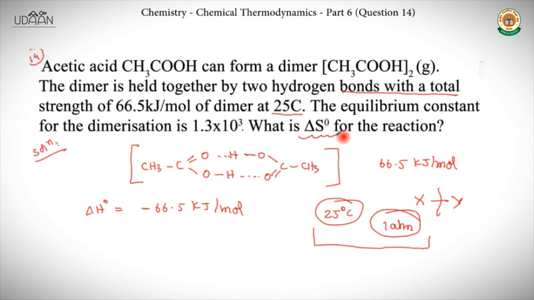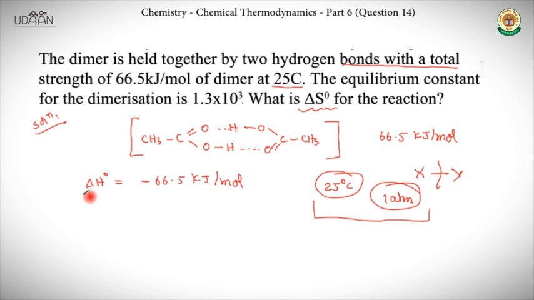delta S. So even if they do not mention standard conditions, if the question is asking for delta S naught or delta G naught, it means we need to calculate at standard conditions. If they asked us to find delta S naught, then it is calculating entropy change at standard conditions. Here in the question itself they mention delta S naught, so we need to calculate it at standard conditions, that is 25 degrees centigrade and 1 atmosphere. So we know delta H naught and we need to find delta S naught.